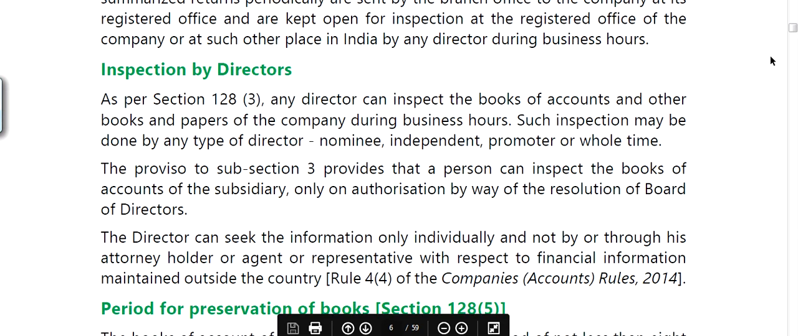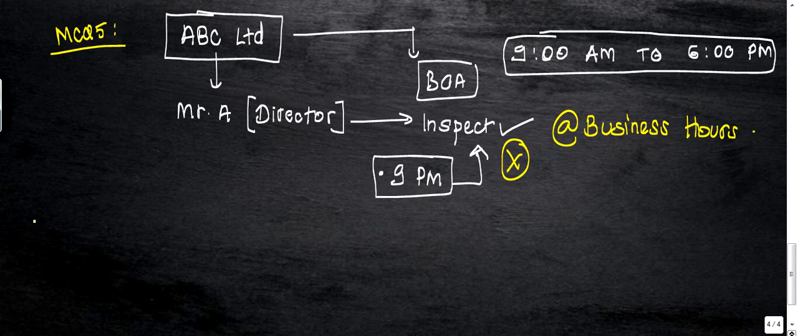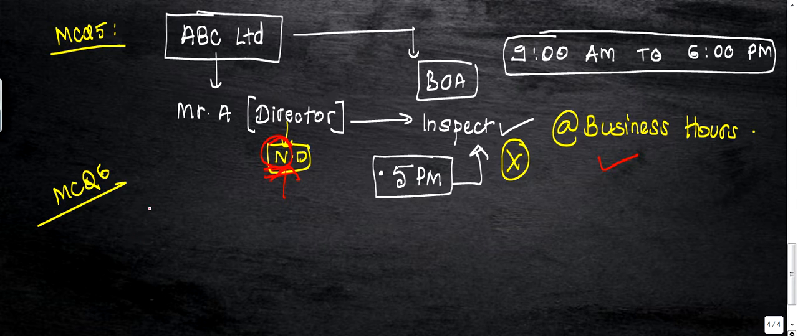Inspection by directors. Next comes, you are at final, let me give MCQ question number 6. Can a nominee director, let's say a nominee director, who came at 5 p.m., inspect? He's a nominee director. Can he inspect? Yes, he can inspect even if he is a nominee director. That is question number 6. So a nominee director can inspect books of account at business hours.